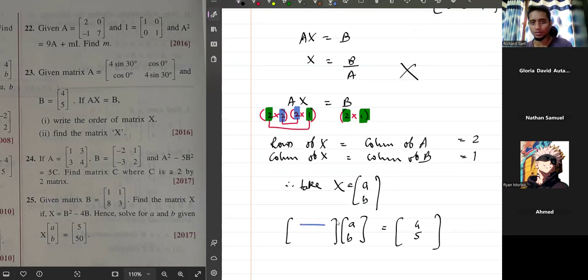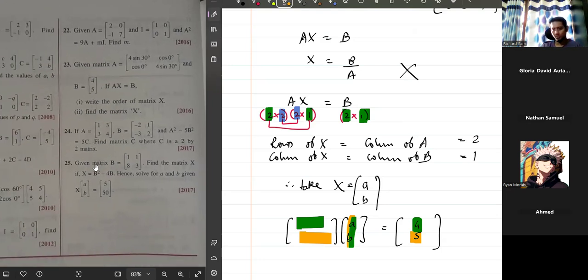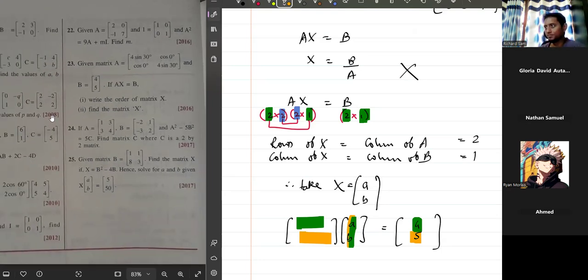First row into first column will be 4. And second row into first column will be this 5. Two equations. Any more doubts in matrices, or are we done with matrices? All right.